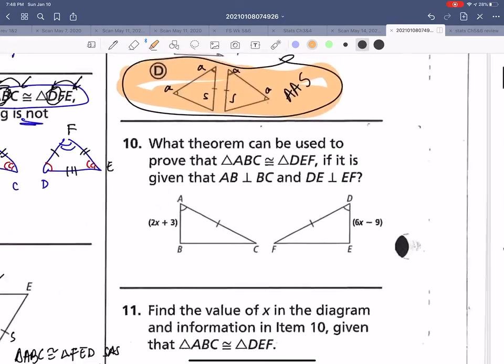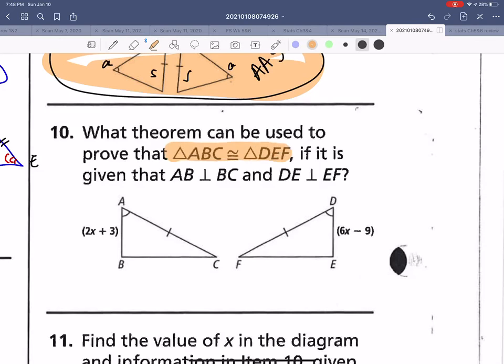What theorem can be used to prove that these two triangles are congruent if it is given that this is perpendicular and this is perpendicular? Okay, so if this is true, then this angle matches this angle. So that's an angle that matches. This side matches this side. And this is another angle that matches. So it's angle, angle, side. Triangle congruence, right?